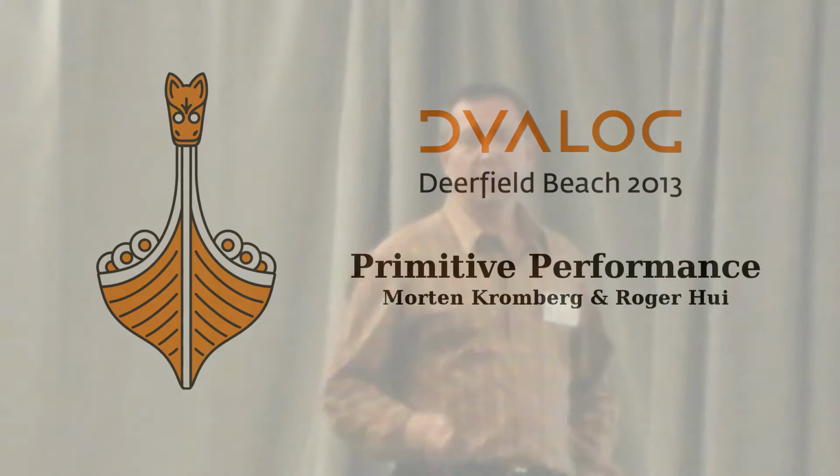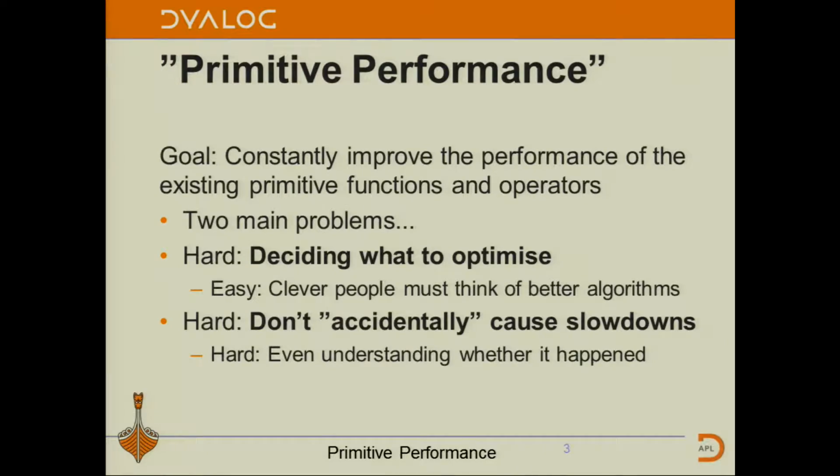So the interesting part of this talk is going to be when Roger tells you about the performance enhancements that he's actually put into version 14. But I'm going to delay his arrival a little bit, talking about in general how we are approaching what I call primitive performance at the moment. So the goal as stated is to constantly improve the performance of the existing primitive functions and operators. And there are two main problems, of course.